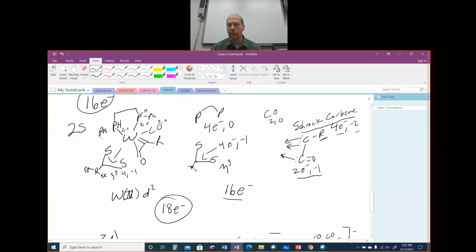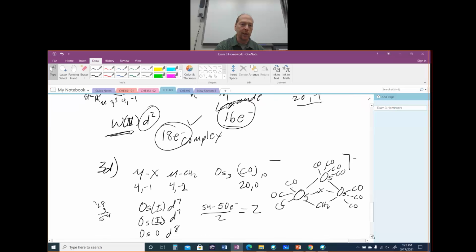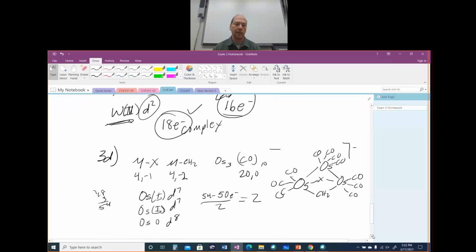You got your minus 1, your minus 3, a total of minus 4. And so your tungsten has to be a plus 4 tungsten, which is D2. And your 16 and your 2 will give you an 18 electron complex. So this is your ligand electrons. So you always take your ligand electrons, add your d electrons, and that is 18 electrons. And yes, you would predict that to be stable.